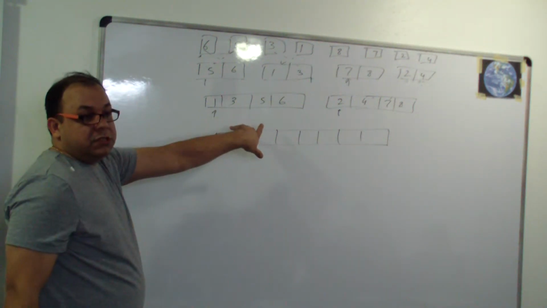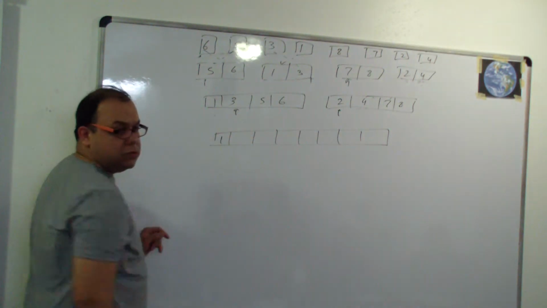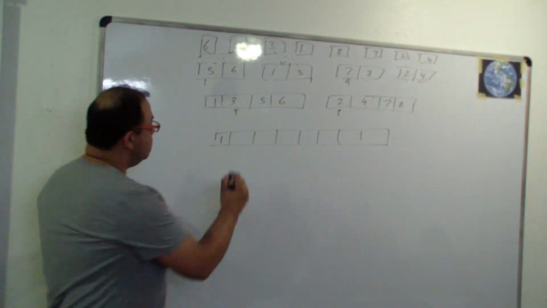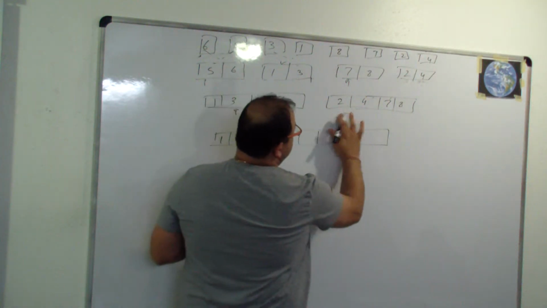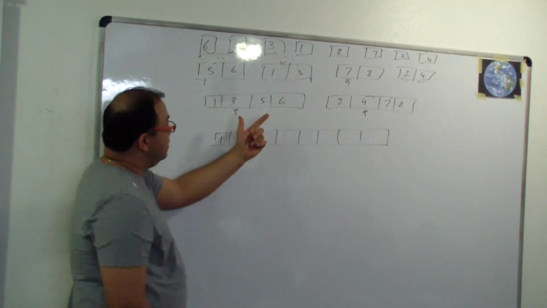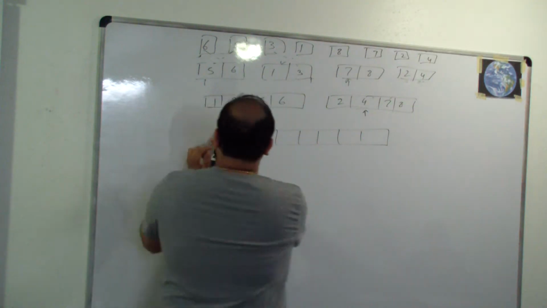2 and 1, which one is smaller? 1. We'll put 1 here, and the pointer goes to 3. 3 and 2, which one is smaller? 2. I'll put 2 and increase the pointer to 4. And then again, coming down, first we increase that pointer.